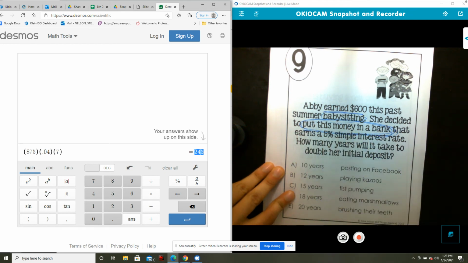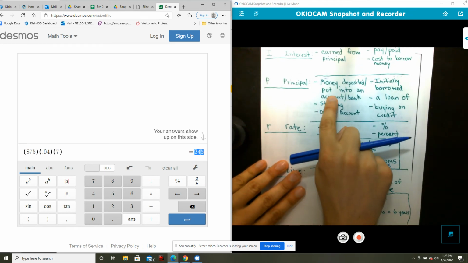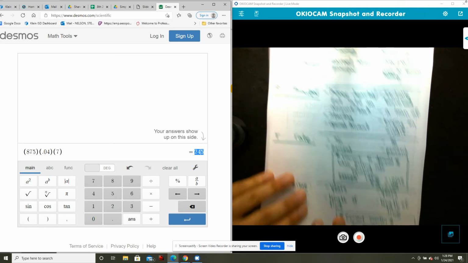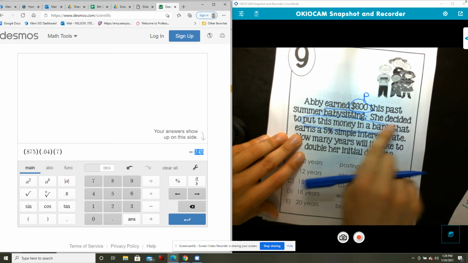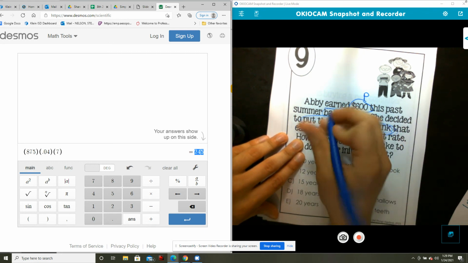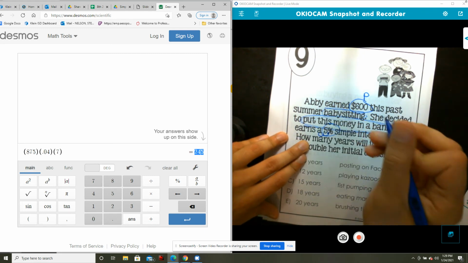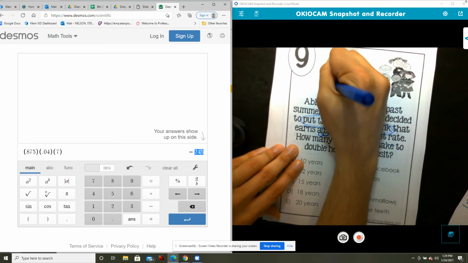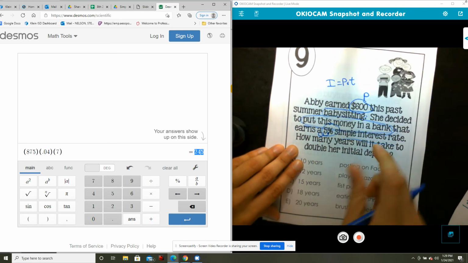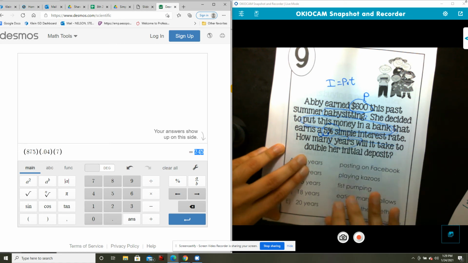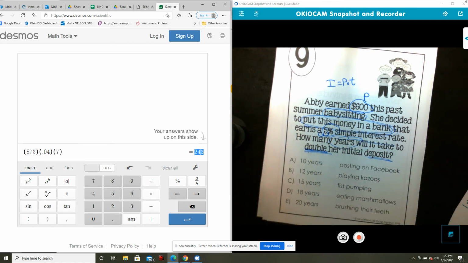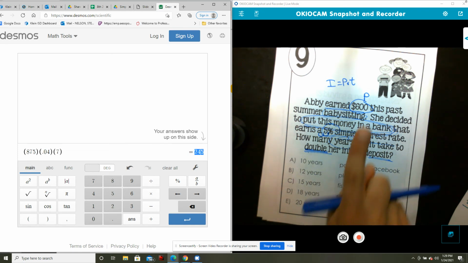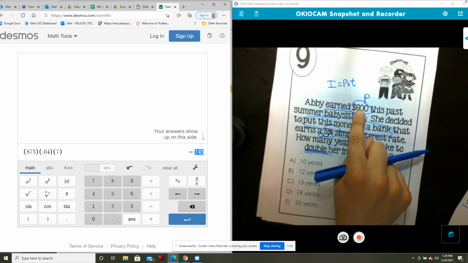So she's putting this money in the bank. If we're putting money into an account, that's going to be the principal, not the interest. So this $600 is going to be the principal. She decided to put money in the bank that earns 5%. So remember, 5%, we're going to have to move that 2 decimal points over. Simple interest rate, we're dealing with I equals PRT. Now it's asking how many years to double her initial deposit. So if she wants to double her initial deposit, that means she wants to get $1,200 into her account.